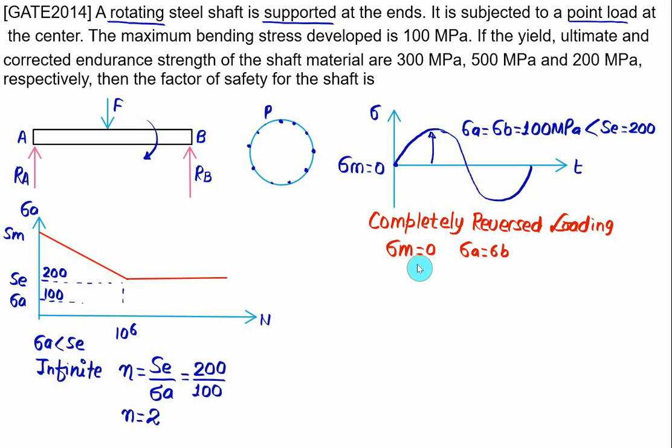This time sigma M is equal to 0, and it is a completely reversed loading, so you have to solve the problem by the SN diagram. Only if the value of sigma M is not equal to 0 do you have to use the different theories of fatigue failure. We can use Soderberg, Goodman, Gerber or ASME elliptic.